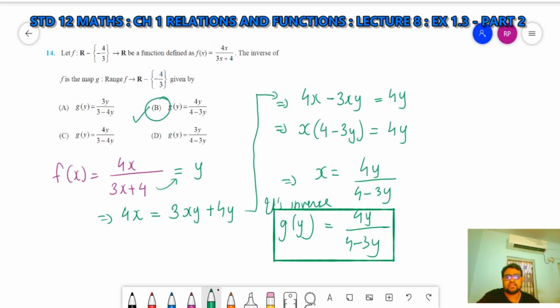So it's 4y upon 4 minus 3y. Option B is the correct one. Yeah, this was about question number 14. Just note it down.